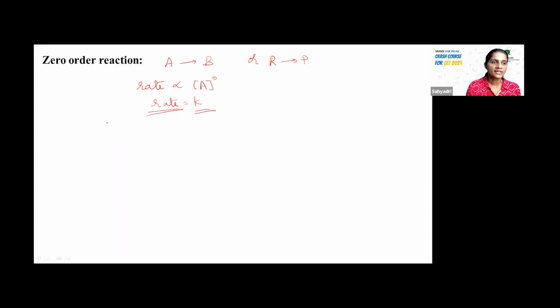Now, at time t, then A, all these derivations by integration. When you take the integrated rate law, you get the expression for K. What is K? What's the unit of rate? Rate is moles per liter per second. So the units of K for a zero order reaction is this one only. K is equal to moles per liter per second. Molarity by time, in SI units.